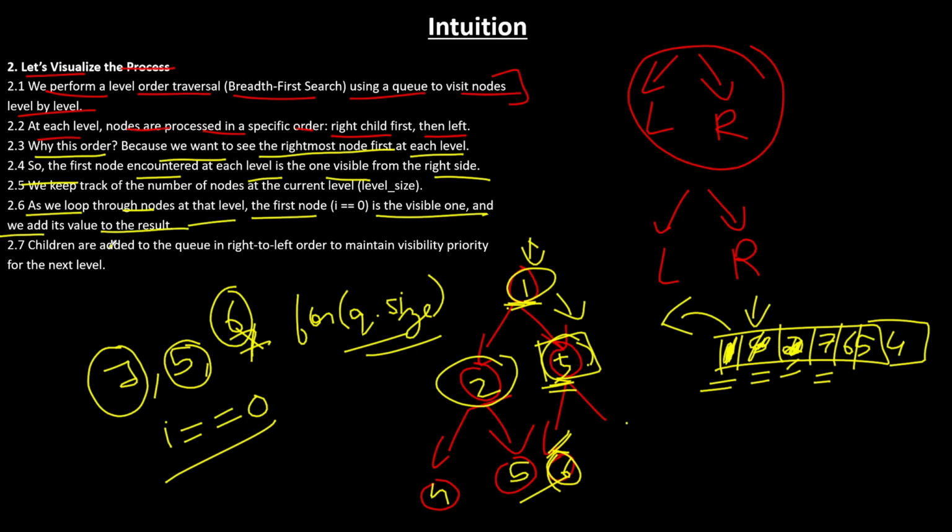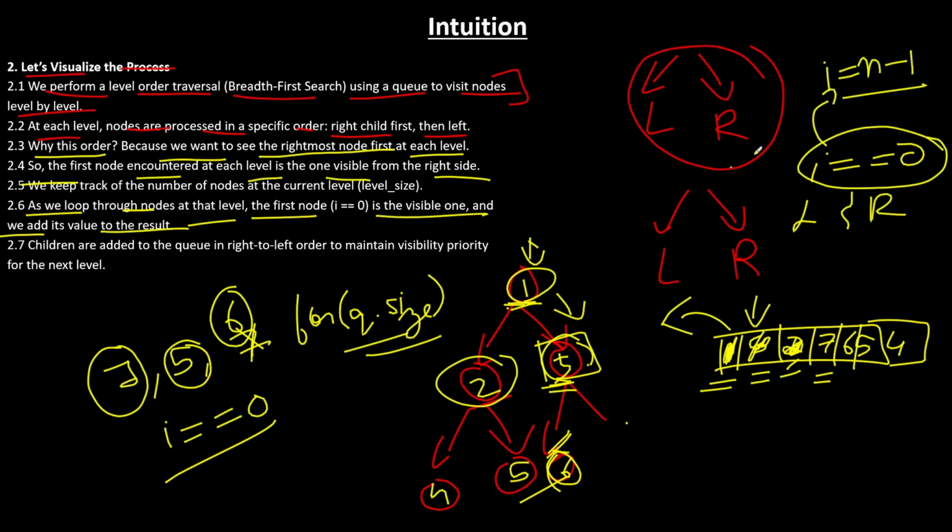value to the result. If you had taken, not i equals to 0, and also you had taken left and then right, then this condition might have been changed. It would have been i equals to n minus 1, because the last node which you pop from the queue will always become the rightmost node in that case. Okay, because the rightmost node is pushed last in the queue.